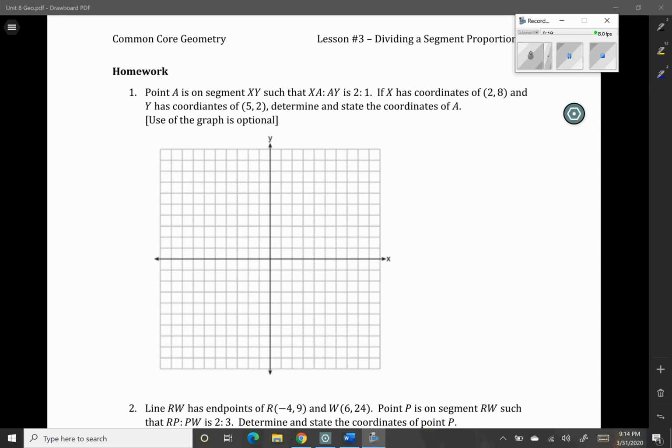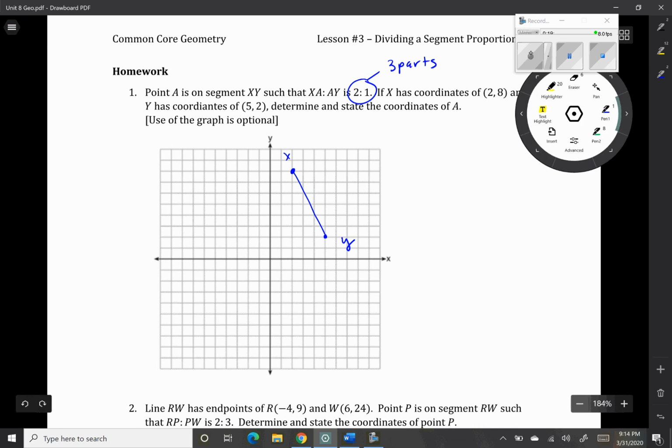So this first question gives us a ratio of 2 to 1. So that would be 3 parts. It gives us a coordinate of x, which is 2, 8. And a coordinate of y, which is 5, 2. Use your straight edge and connect those up. Now our job here is to figure out, how do I get from x to y?